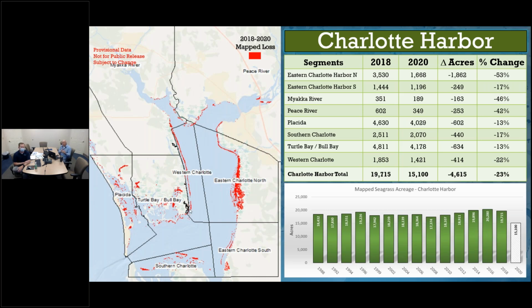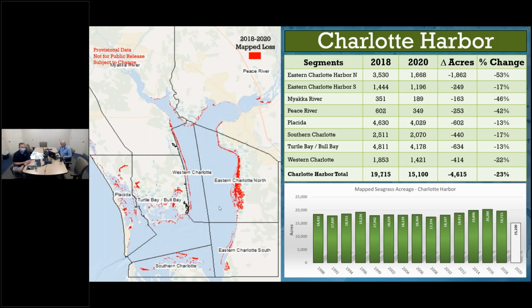So we had that loss, and the grasses basically are growing in shallower water. The loss is sort of scattered about in Turtle Bay, Bull Bay, Placida, and in the southern Charlotte Harbor. We saw less loss along what we call the southern portion of the east wall, but there's still significant loss that we saw there as well.